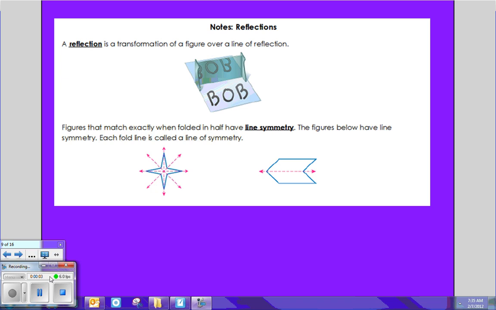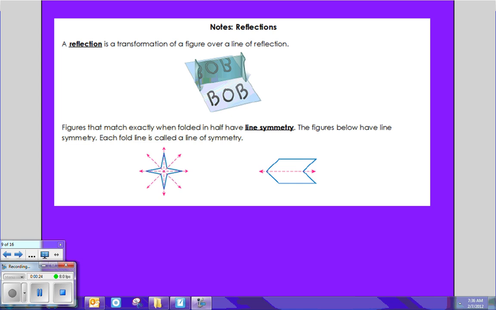The notes today are on reflections. This is another kind of transformation. Yesterday we did translation. Today, reflections. All right, so now reflections are a transformation where a figure is viewed over a line of reflection.